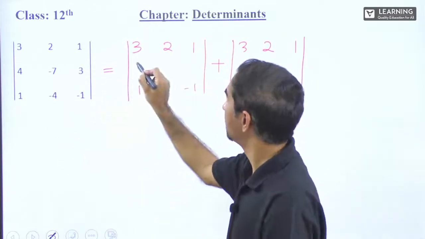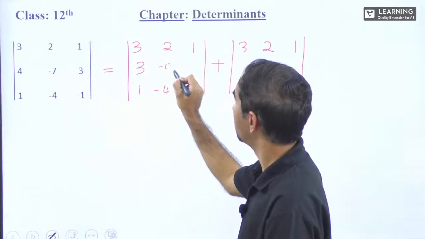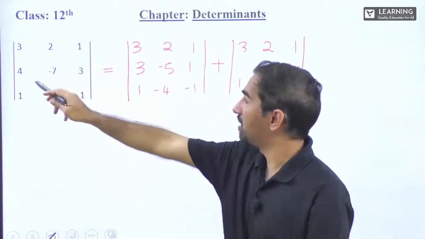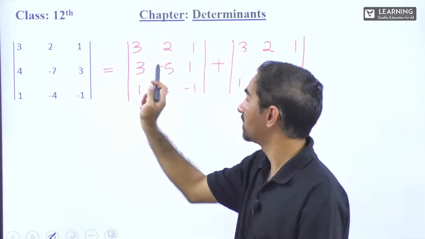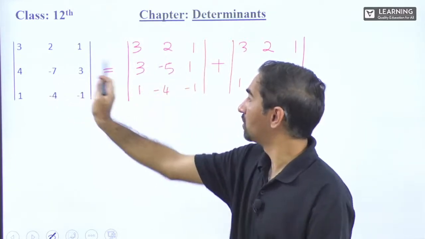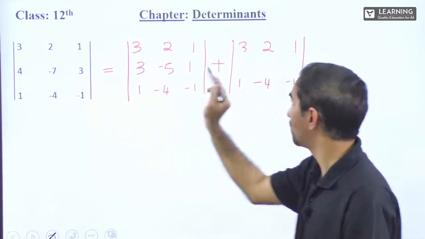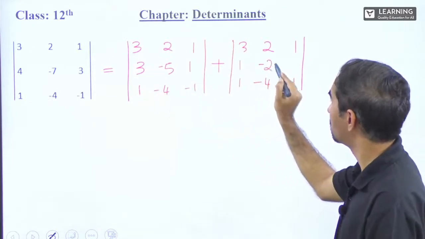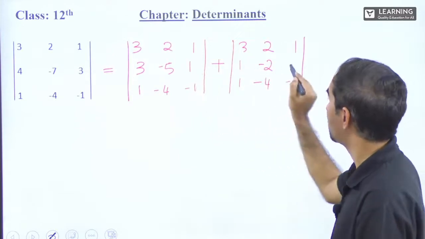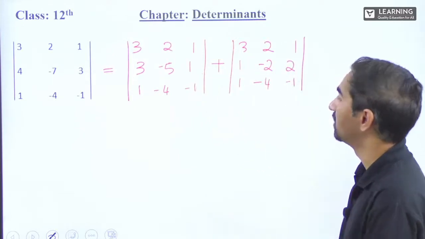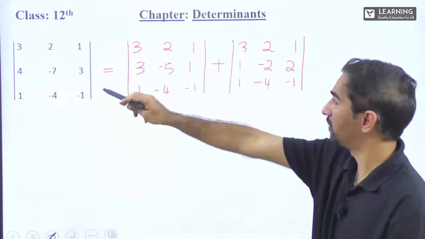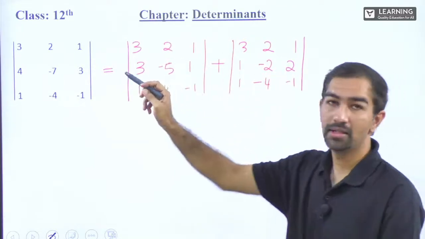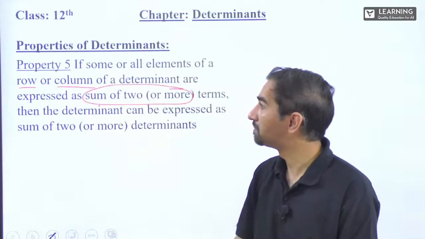So here we'll write 3, minus 5, 1. Okay. Here we have 4, minus 7, 3, right? Here we'll write 3, minus 5, 1. So plus 1, so that it will become 4. So here we'll write 1. Minus 2, it will become minus 7, minus 2. And 3, 1 we have already written here, so we'll write here 2. So now just check 3 plus 1, 4. Minus 5, minus 2, minus 7. 1 plus 2, 3. So this is what property 5 is all about.